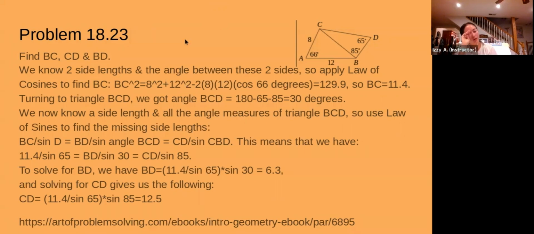So BC squared is going to be, if we look here, 8 squared plus 12 squared minus 2 times 8 times 12 times cosine of 66 degrees. As you can see, we're just plugging in numbers. So we're plugging in 8 squared. We're plugging in 12 squared minus 2 times 8 times 12. We're plugging in 8 and 12 again. And then cosine of 66, we're plugging in 66 degrees.